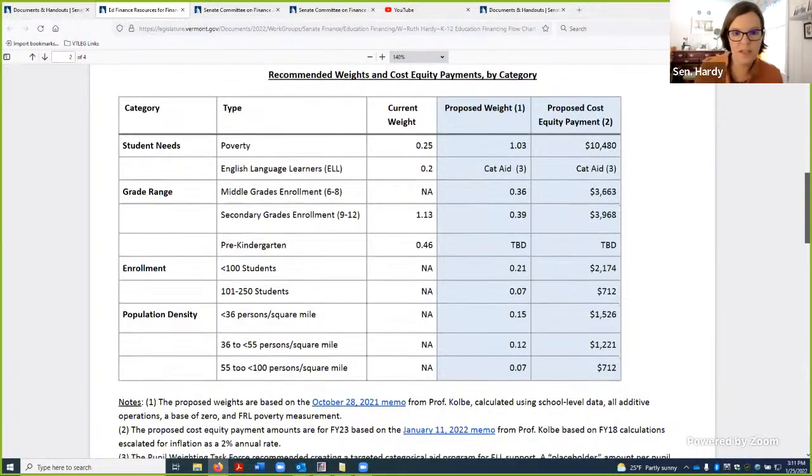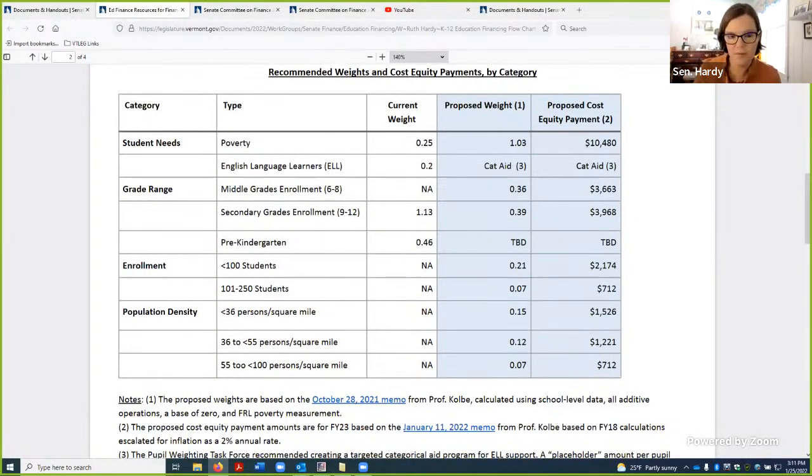So this table is an expanded version of a table that you have seen before in the presentation that Representative Kornheiser and I did for this committee and the education committee. These are the categories for which there are proposed weights in the original pupil weighting factors report that was prepared by Professor Colby and her team. And so it will give you an idea of what those 4 categories I was talking about, what the current weight is for poverty. For example, if you look at poverty, the current weight is 0.25. The proposed weight is 1.03, and the cost equity payment is $10,480. So those are the amounts we're looking at for each of them.